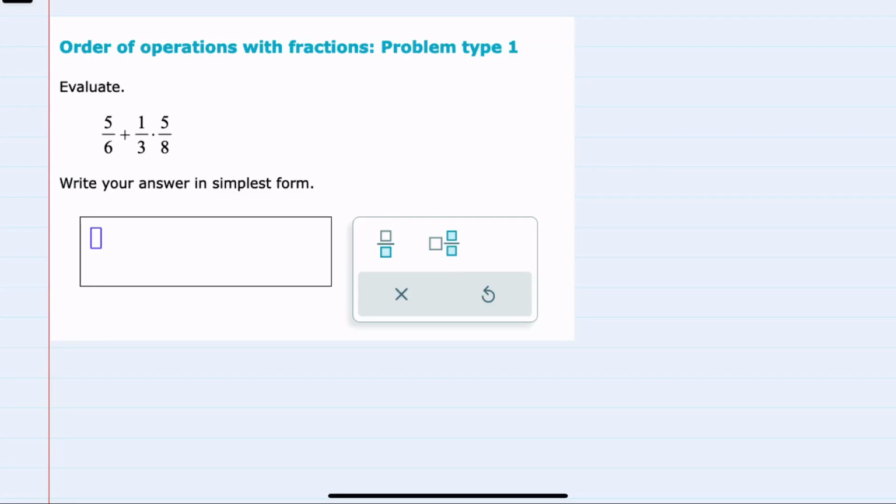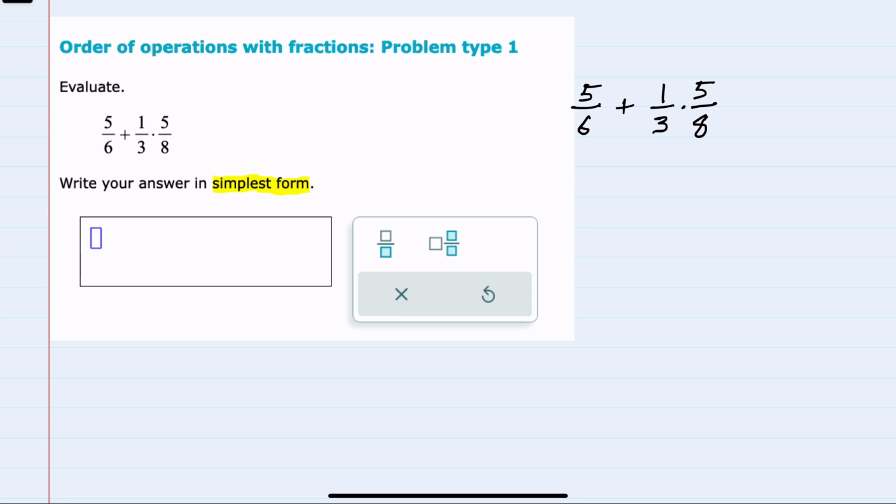In this video, I'll be helping you with the ALEKS problem type called Order of Operations with Fractions, problem type 1. We're asked to evaluate the expression 5/6 plus 1/3 times 5/8 and to write our answer in simplest form.